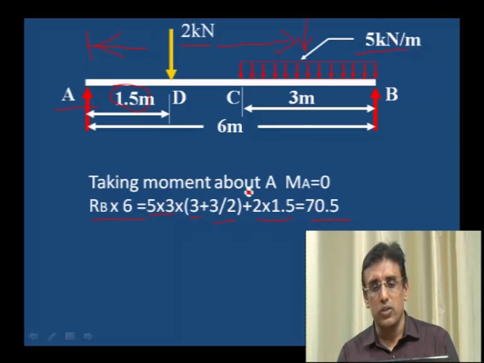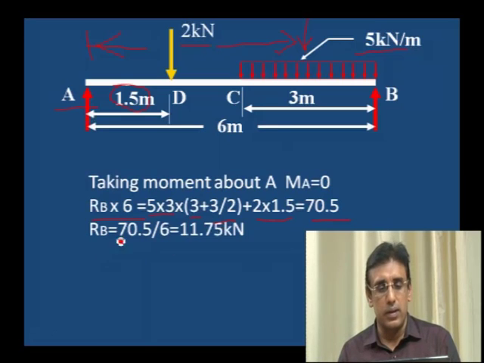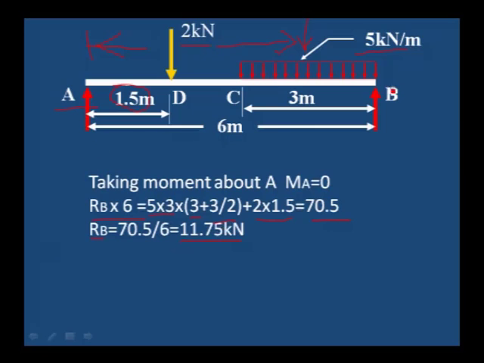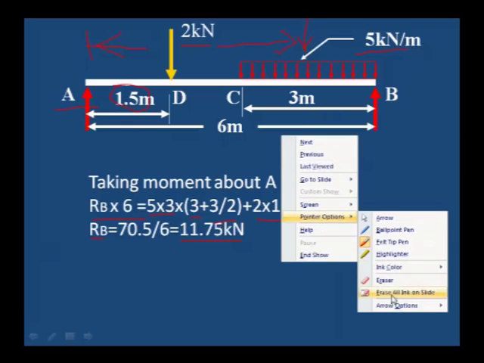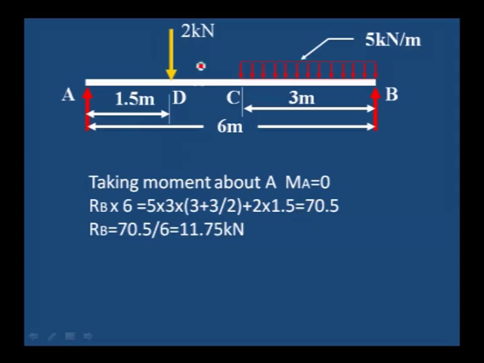Now the moment due to load is 70.5 and the moment due to reaction is RB into 6. Therefore, RB is equal to 11.75 kilonewton. Now next we will apply the equilibrium condition, that is downward forces equal to upward forces. Downward force is 2 kilonewton plus 5 into 3, 15 kilonewton, that is 17 kilonewton is the total downward force.